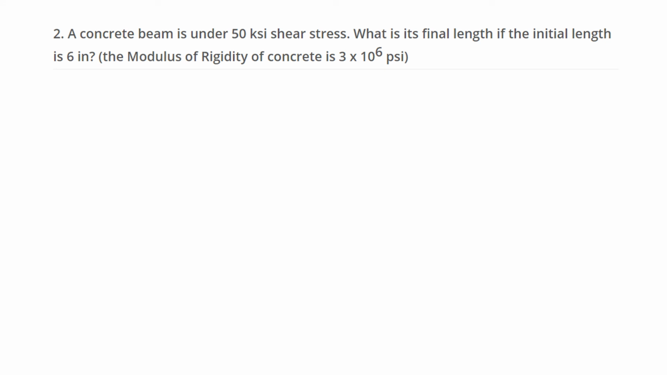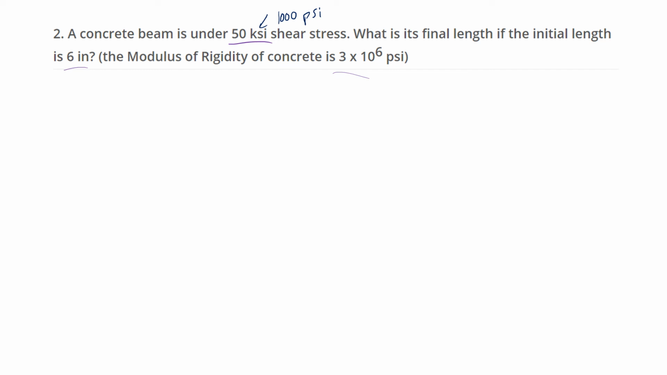Concrete beam is under 50 KSI of shear stress. What's the final length? The initial length is 6 inches. Modulus of rigidity of concrete is this number here. Okay, we wanted to do one of them in a different unit just so that we can get acquainted with it, just so we can at least see how it's the same thing. All right, KSI is something you might not have seen before. KSI is simply 1,000 PSI. All right, since it's 50 KSI, that means the stress is going to be 50,000 PSI.